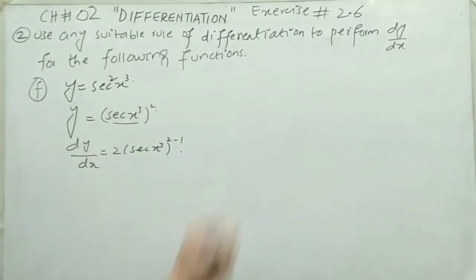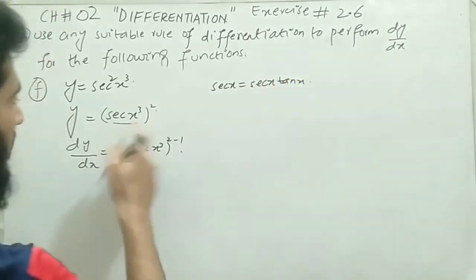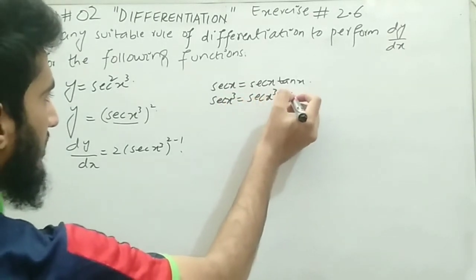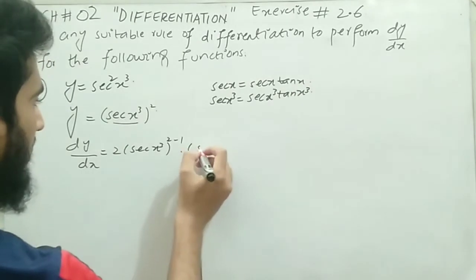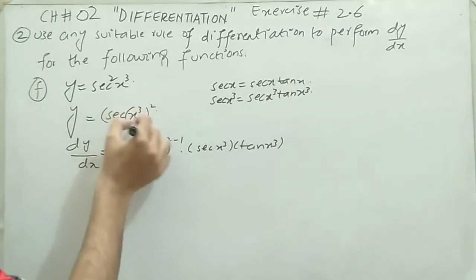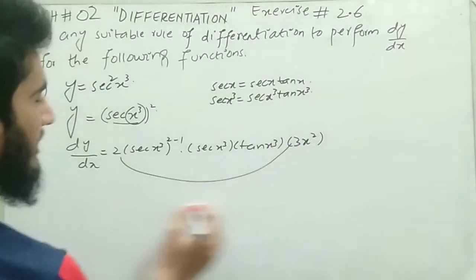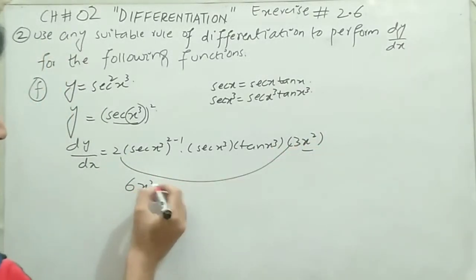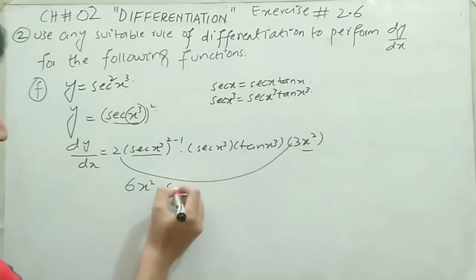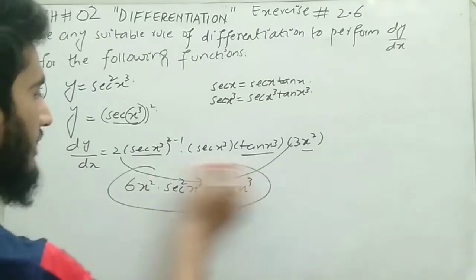Also take the derivative of the inner function. You know that the derivative of secant x is secant x and tangent x. But here we have x cube, so it becomes secant x cube and tangent x cube. Also take the derivative of the inner function, which is 3x square. So 2 multiplied by 3 gives us 6, and x square, 6x square. And 2 minus 1 gives us 1. Secant x cube gives us secant square x cube, and we are left with tangent x cube. So this is the required derivative.